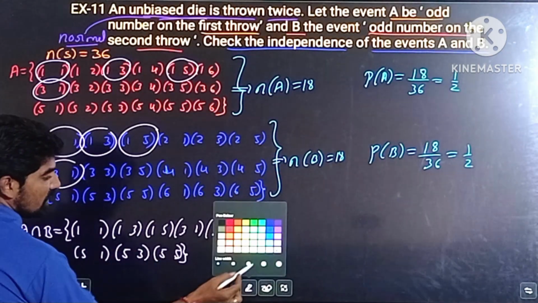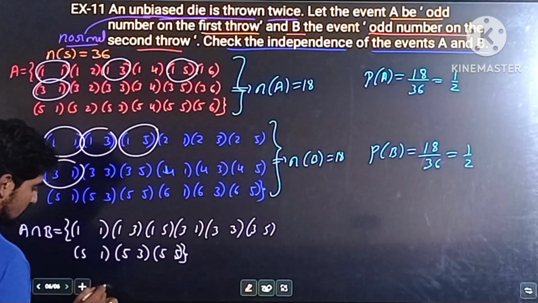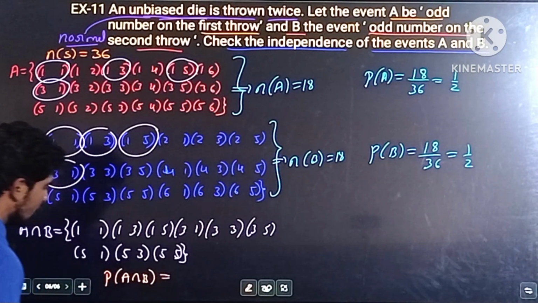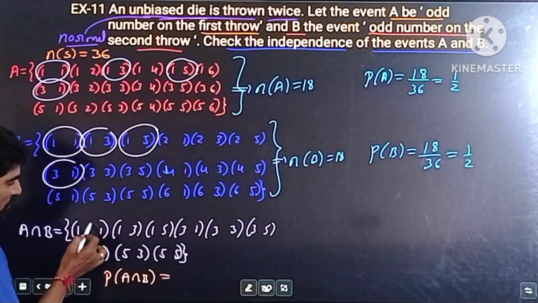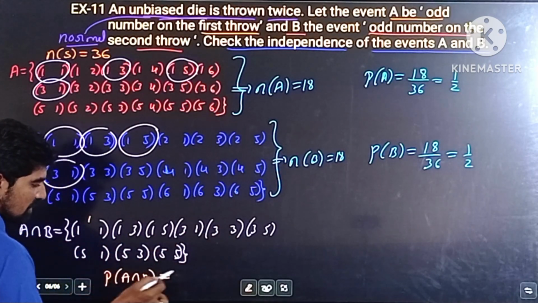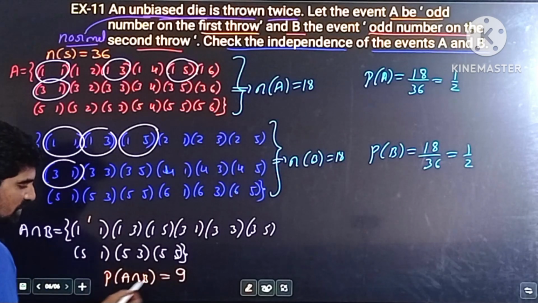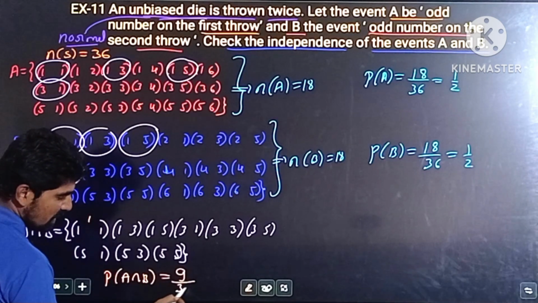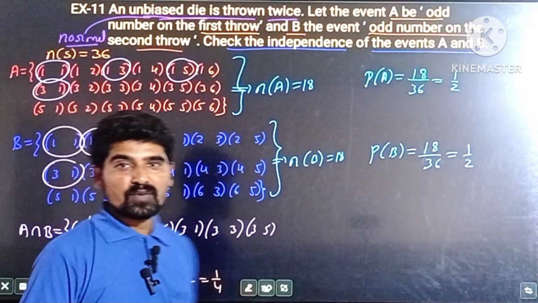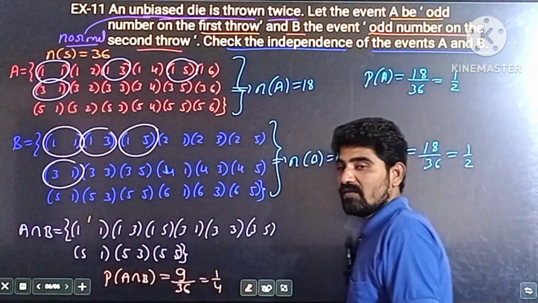Therefore, probability of A intersection B is equal to the number of outcomes in A intersection B, which is 1, 2, 3, 4, 5, 6, 7, 8, 9. So probability of A intersection B is 9 divided by 36, which is 1 by 4.